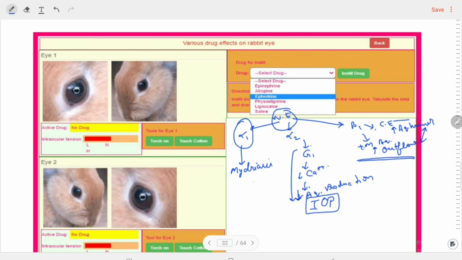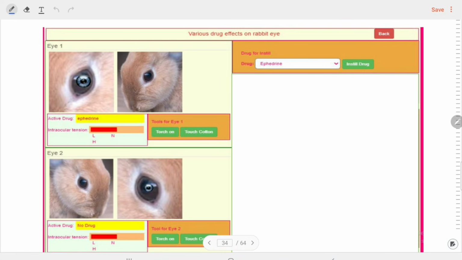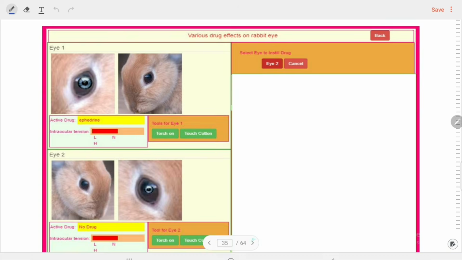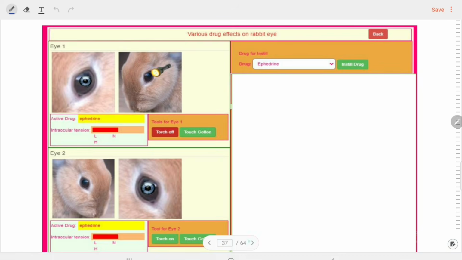Like here we can see, after giving the ephedrine, dilation of the pupil because of the alpha 1 receptor, but there is no effect on the intraocular tension. Second eye also, because of the alpha 1 receptors that are present in the dilator muscles, but no effect on the intraocular tension. Light reflex.